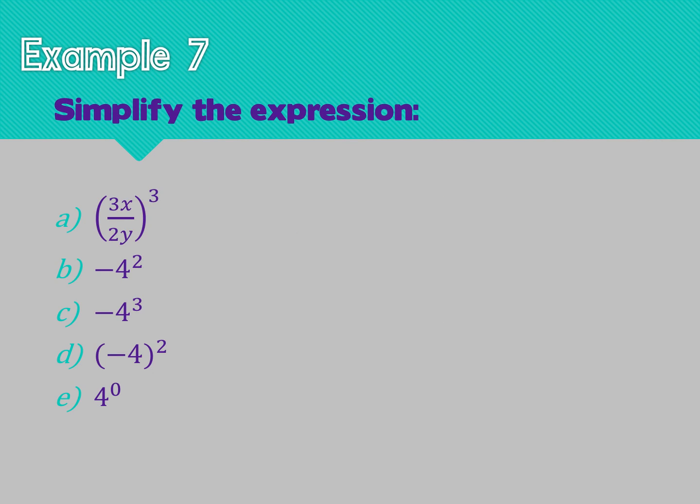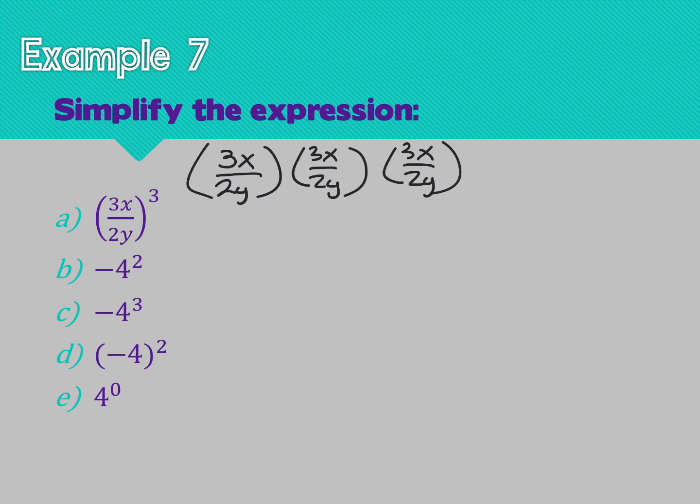Okay, and then the very last slide. Now, if it helps you, you could also think of this as 3x over 2y, 3x over 2y, 3x over 2y. And then I could multiply it as it is, or just think of distributing this 3 to the x, to the 2, and to the y. So once I multiply all the 3's, 3 times 3 times 3 is 27. Add up those exponents. 1 plus 1 plus 1 is 3. 2 times 2 times 2 is 8. Y to the 3rd.